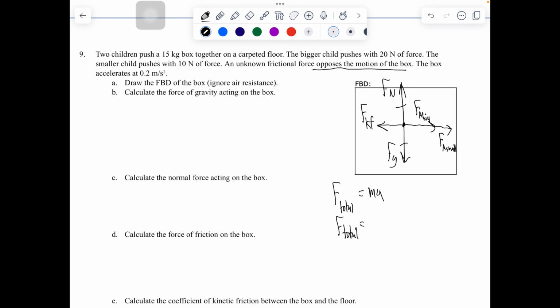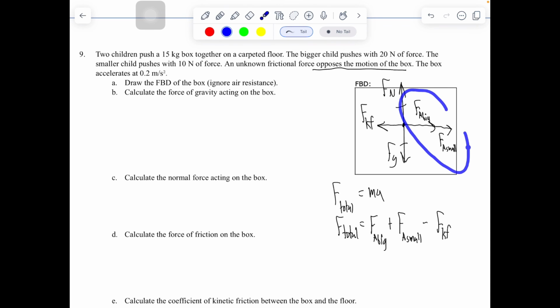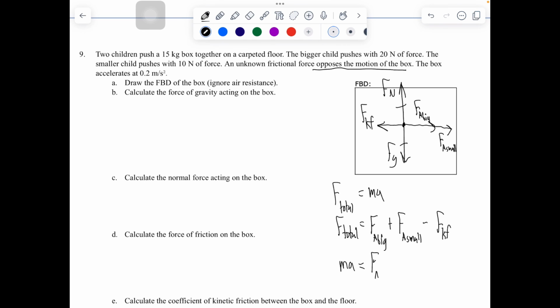F total is the applied force from the big kid plus the applied force from the small kid minus our force of kinetic friction. All I did was I listed our two positive forces as positive, and I subtracted the force acting in the negative direction. You could combine these equations and say, okay, mass times acceleration is the force applied from the big kid plus the force applied from the small kid minus your force of kinetic friction.